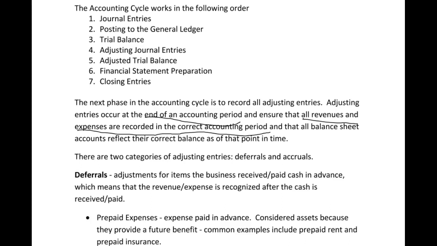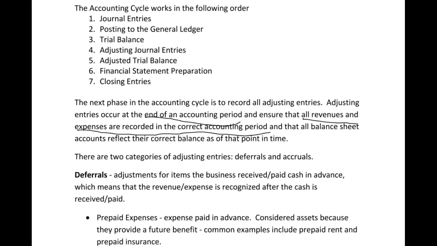So these adjusting journal entries allow us at the end of the month or quarter or year, whatever period we're looking at, to stop and grab all these expenses and revenues that need to be recorded in that time period. It also ensures that the balance sheet accounts reflect their current balance as of that point in time. So remember, your balance sheet is a reflection of your financial position at a point in time. Typically, when you look at financial statements, it's going to be the end of their accounting year.